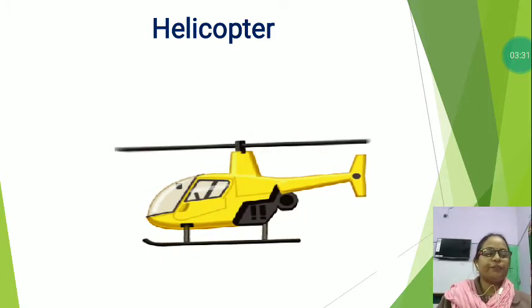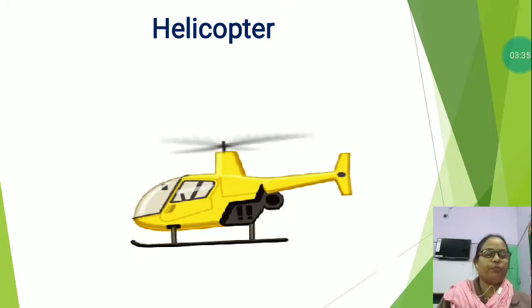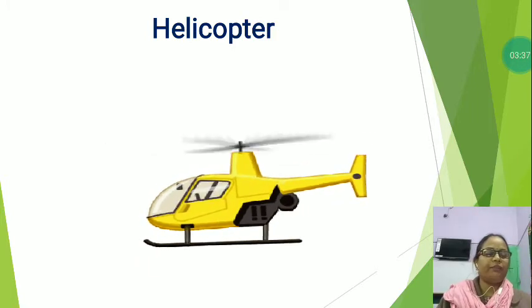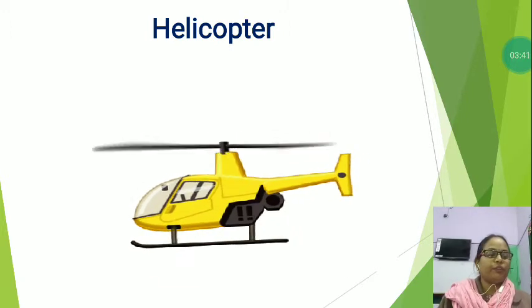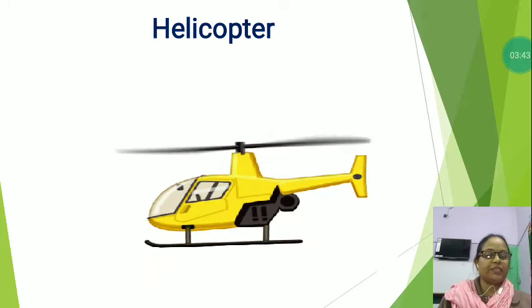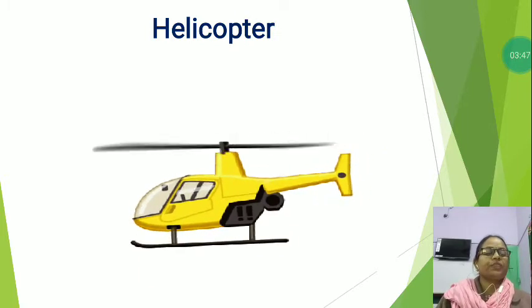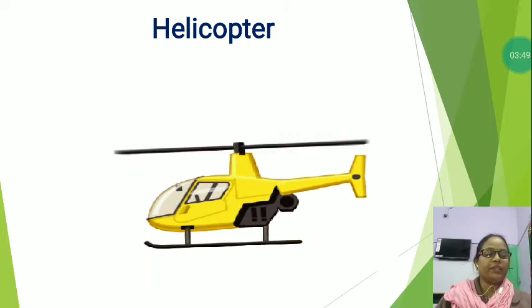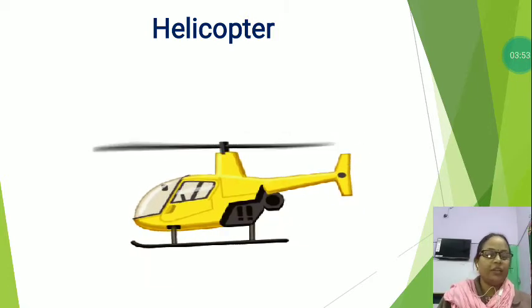It is different from the aeroplane. It has rotors on the top which rotate very fast. It has landing gears, a cockpit for the pilot and others to sit, and also tail rotors. This allows them to land in places where an aeroplane cannot land.